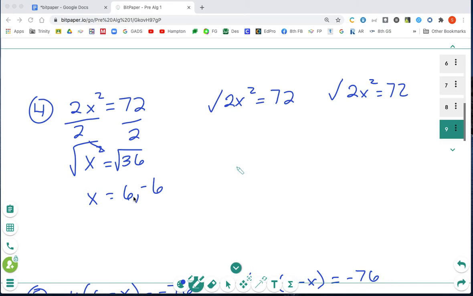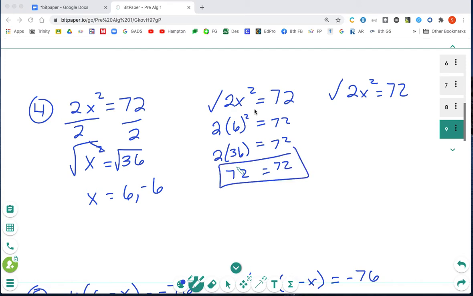I'm going to come and check. So 2 times 6 squared. The exponent is here, so I'm going to put 6 squared into my calculator. 2 times 36 is 72. Two parentheses negative 6 squared. Remember to put your parentheses into your calculator when you're squaring it, or you can just do negative 6 times negative 6, and then 2 times 36 is going to give you 72.